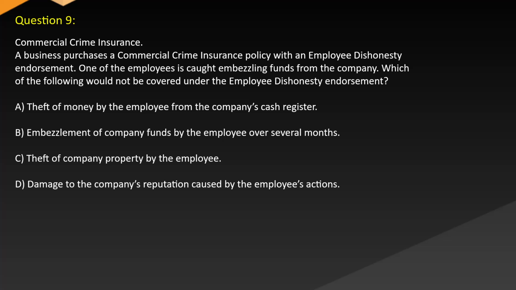A business purchases a commercial crime insurance policy with an employee dishonesty endorsement. One of the employees is caught embezzling funds from the company. Which of the following would not be covered under the employee dishonesty endorsement? A. Theft of money by the employee from the company's cash register. B. Embezzlement of company funds by the employee over several months. C. Theft of company property by the employee. D. Damage to the company's reputation caused by the employee's actions.